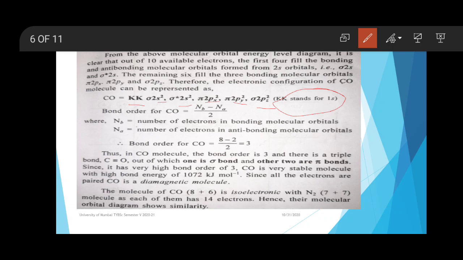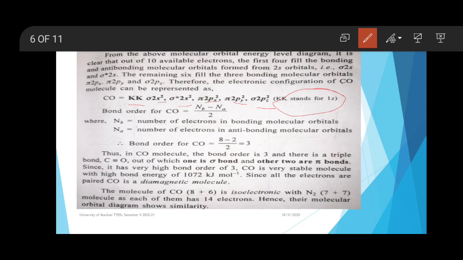Now here, if you calculate the bond order, what is bond order? In the last lecture also I told that bond order is the number of covalent bonds which are going to form between the two atoms in a molecule. That number is described by the bond order. Everybody understood?